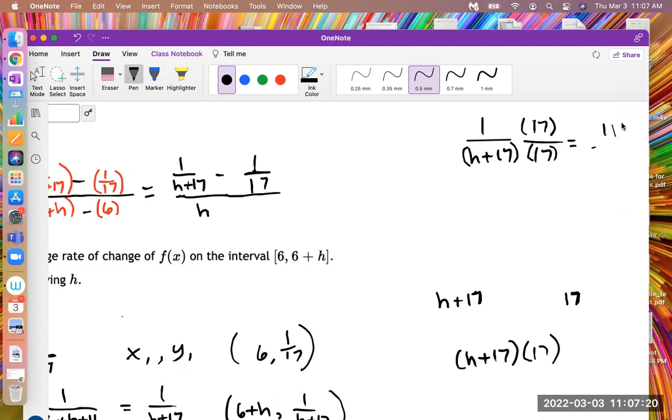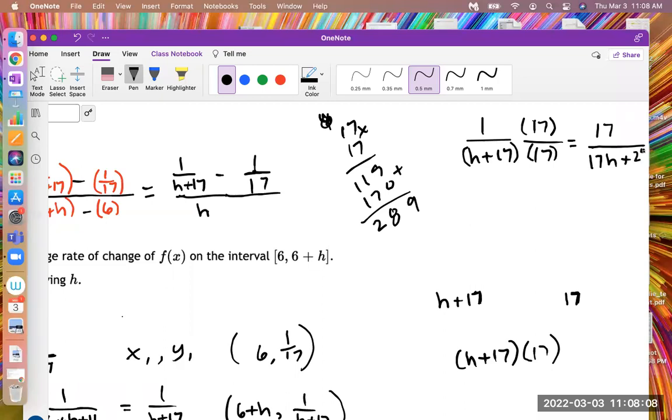So 17 over, and I'll just multiply that out. That's 17h plus 17 times 17. Well, I can say 17 squared, or what is that? I'll just calculate it. 17 times 17: 49, and then 11, 7, 1. Right? 7 and 1. Okay. Then we add them: 9, 8, 2, 289. Okay. So that was this first fraction, and I built it up to have a common denominator.